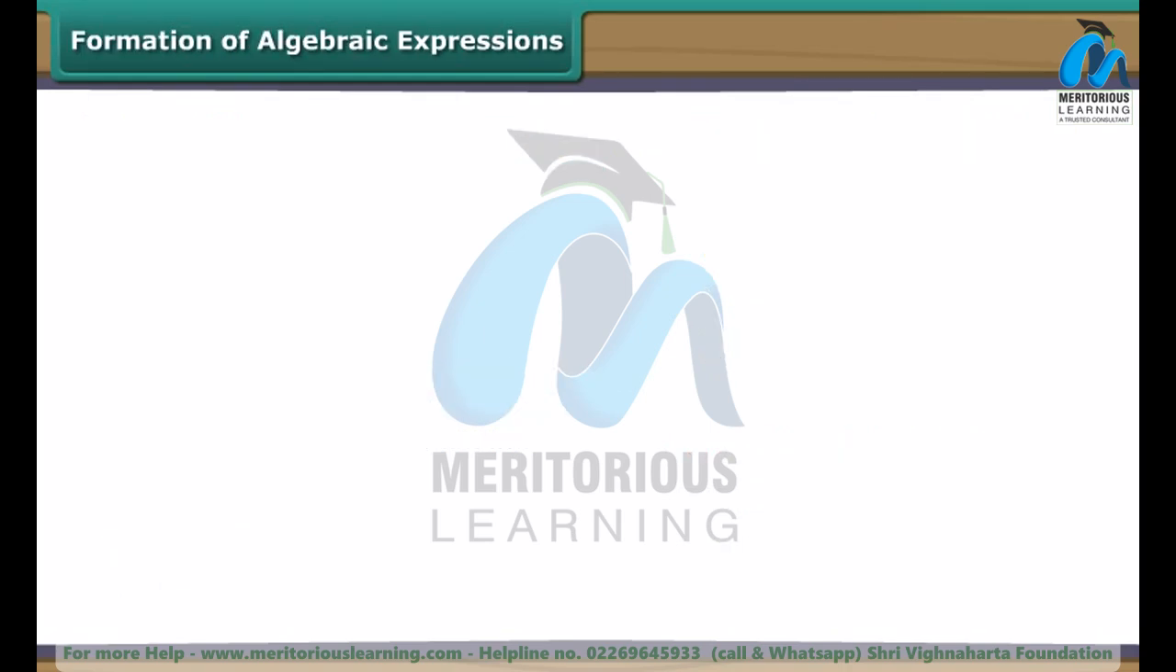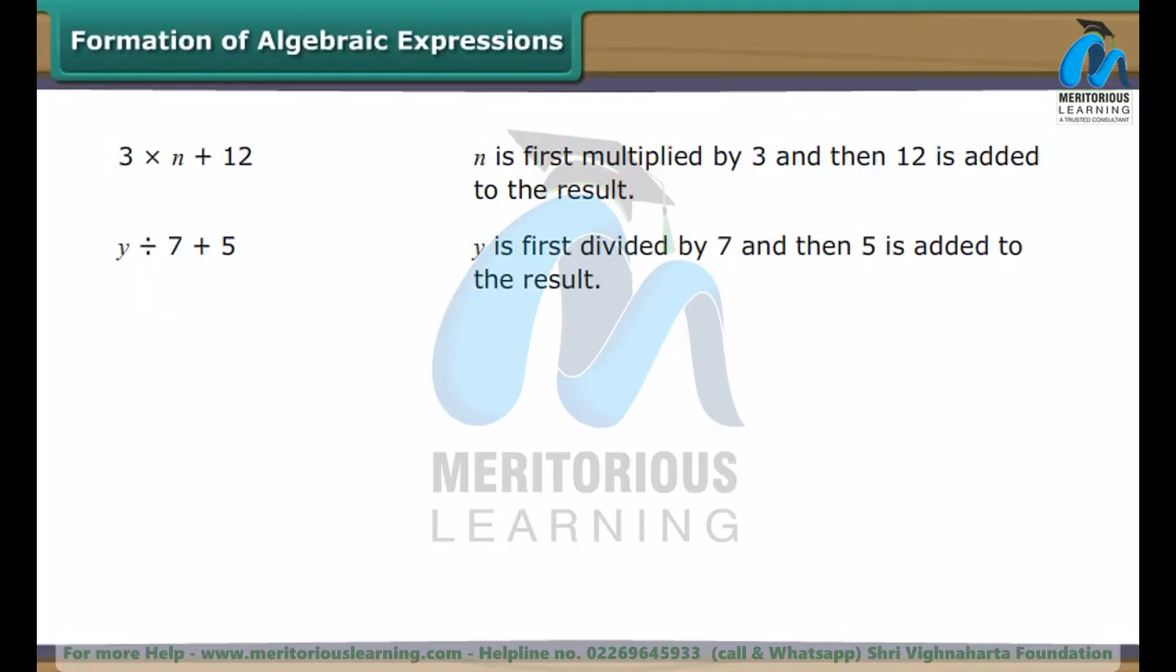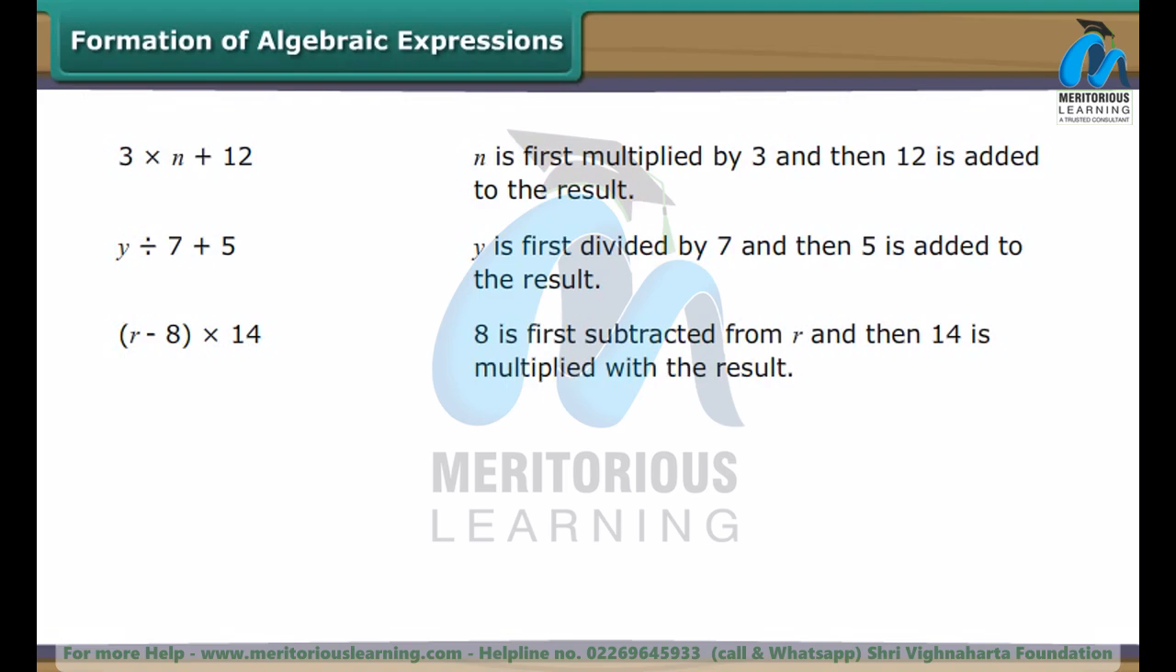Formation of algebraic expressions. Let us now take up some algebraic expressions and explain how they are formed. 3 into n plus 12. N is first multiplied by 3 and then 12 is added to the result. Y divided by 7 plus 5. Y is first divided by 7 and then 5 is added to the result. Bracket starts R minus 8 bracket closes into 14. 8 is first subtracted from R and then 14 is multiplied with the result.